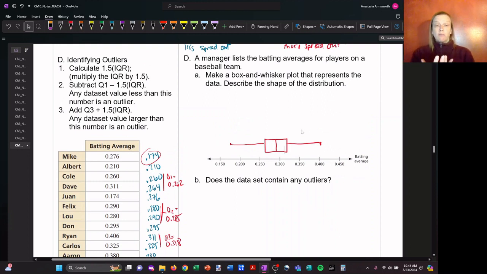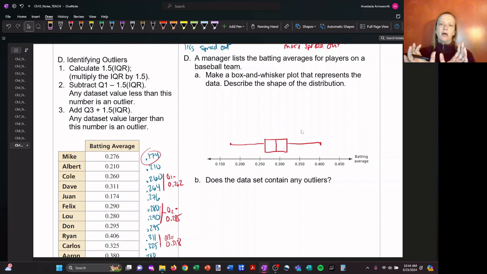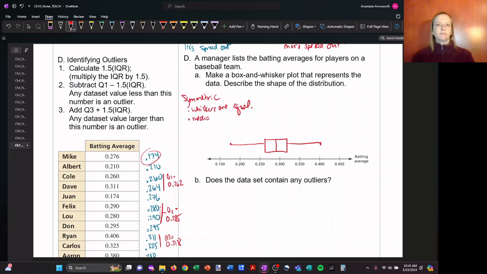We've drawn the box and whisker plot that was requested, and we're asked to describe the shape of this distribution. Well, my two whiskers seem to be about the same size, and my median seems to be kind of in the middle of my box, and so this does appear to be a symmetric distribution because those whiskers are equal length. And also because my median is in the middle.